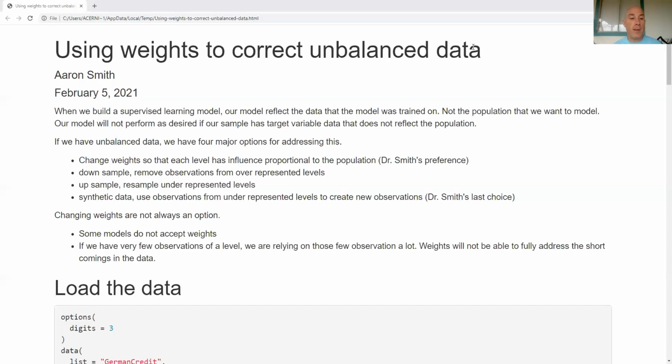Honestly, if I was in a position where I had very, very few observations of a level, say I only have like 3, and I need to build a model, I would use synthetic data, probably do downsampling and change. I would use 3 of the 4 options I've got to tackle that. But weights by itself will not be sufficient.